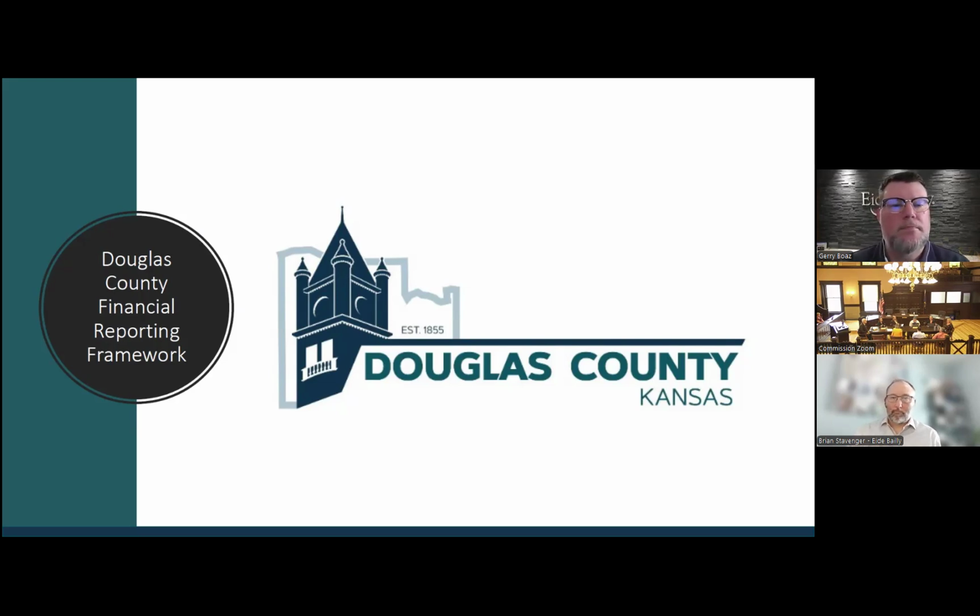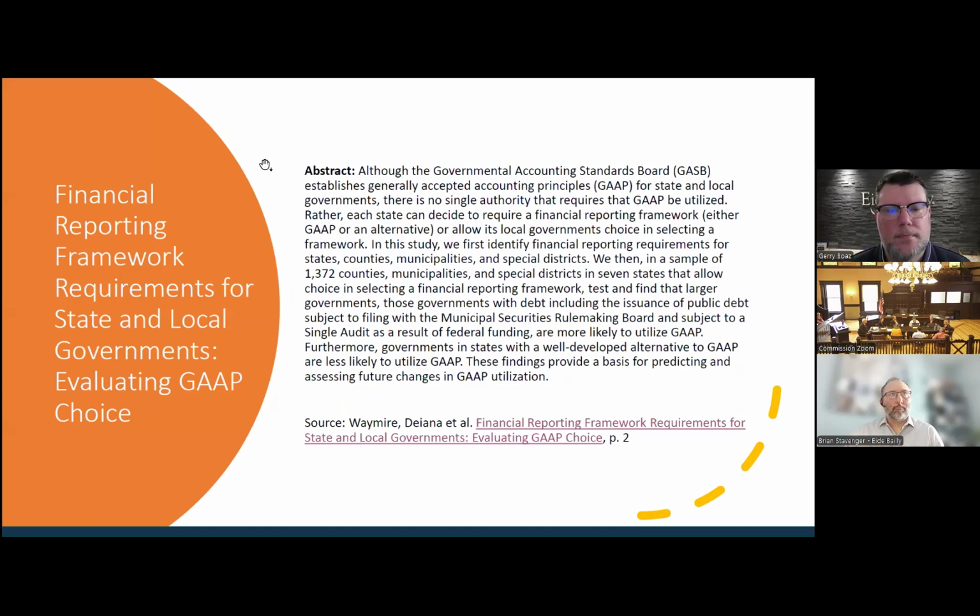So commissioners, Brian touched on it briefly, about whether or not states give counties, municipalities, and special districts the choice to choose a different reporting framework. And the GASB, the Governmental Accounting Standards Board, recently released a study. The study reviews the financial reporting framework requirements for both state and local governments. They then evaluate how many agencies choose to adopt the GAAP reporting framework when there is a choice.